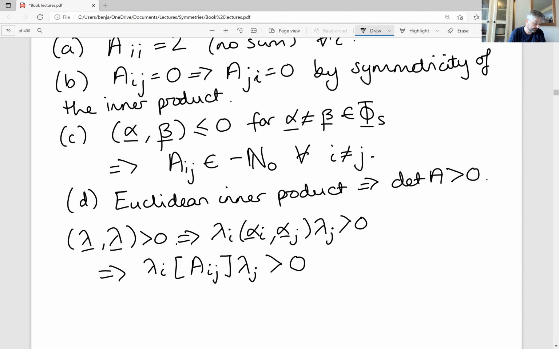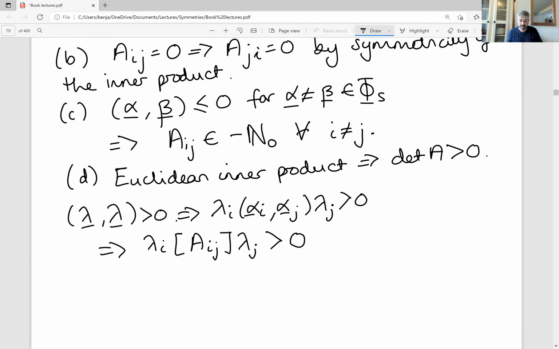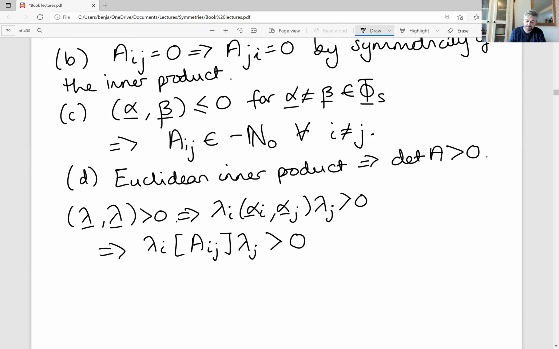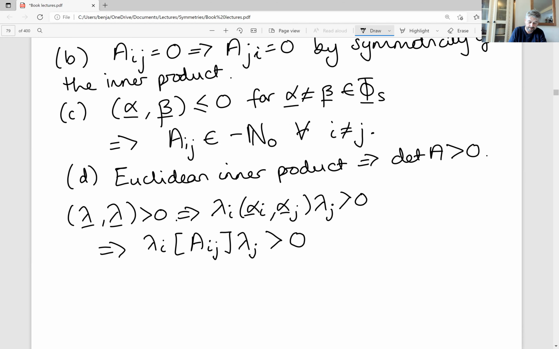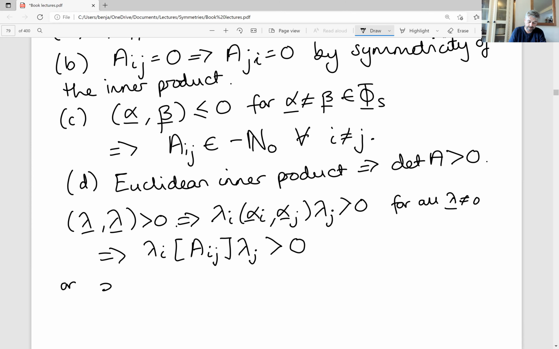So now we do have a sum on i and j. So let's just consider this for a moment. It's easier if we just write it in matrix form. So lambda is just some non-zero vector. What this means really in matrix form is that, let's write it in terms of just some vector x, x transposed A x is bigger than 0 for all x, okay?